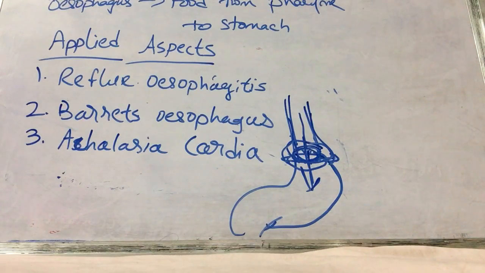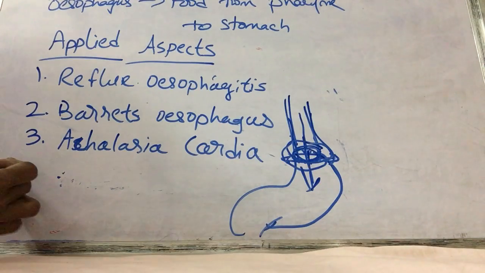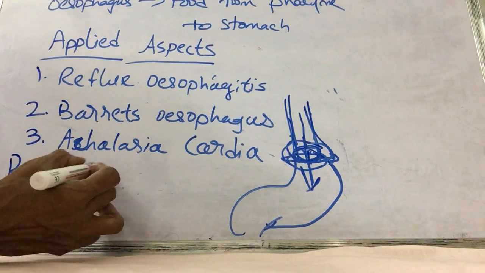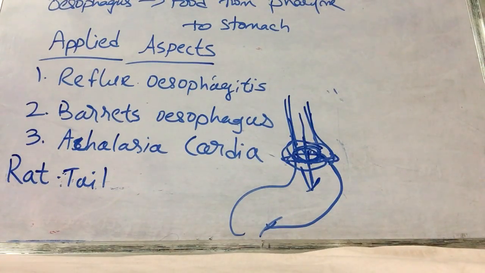This condition is called achalasia cardia, and it is due to deficiency of the myenteric plexus at the lower esophageal sphincter. Because of deficiency of this myenteric plexus, the lower esophageal sphincter fails to relax. And this achalasia cardia is diagnosed by rat tail appearance in X-ray. In barium meal X-ray, it is diagnosed by rat tail appearance.